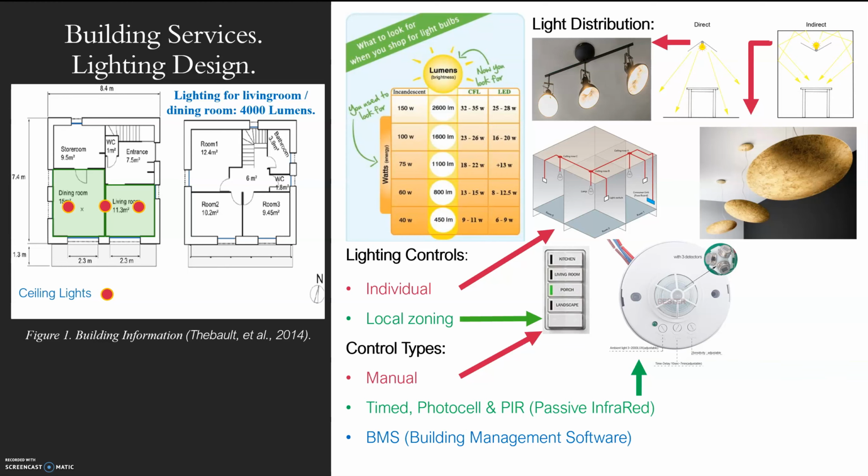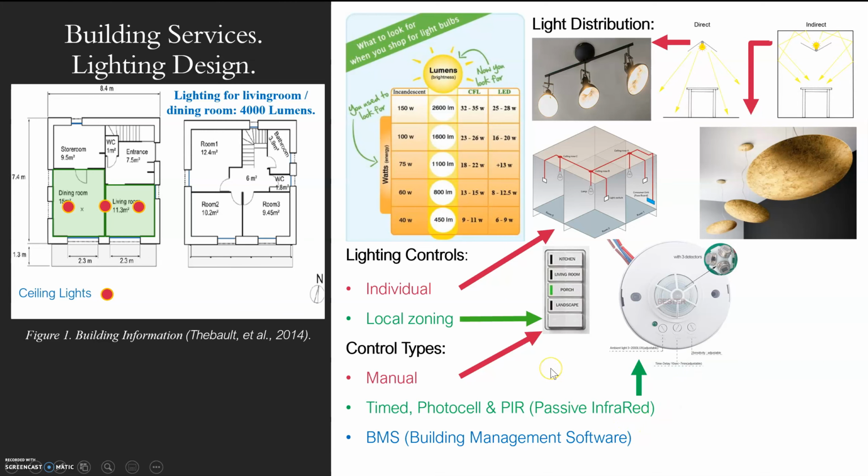Photocell is detecting how much lighting is present. So if there's enough natural light, the light won't turn on, but if there isn't enough, then it will turn on. Okay, and then PIR, as I've just said, passive infrared. If somebody walks in the room, it detects motion, it detects if the infrared is being disrupted in any way.